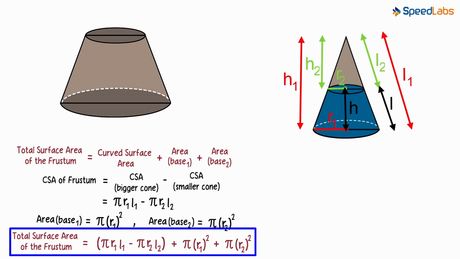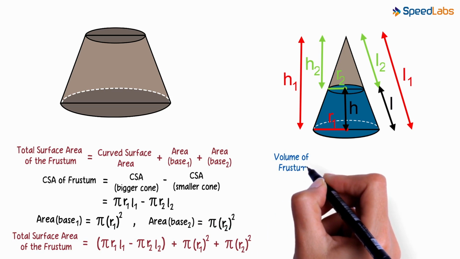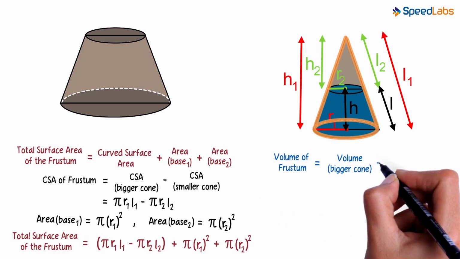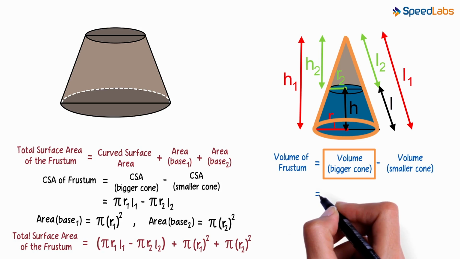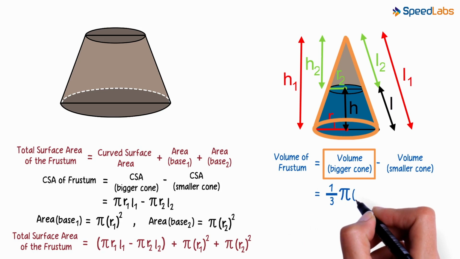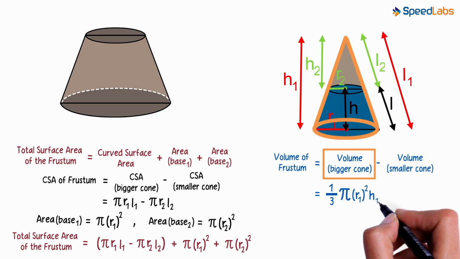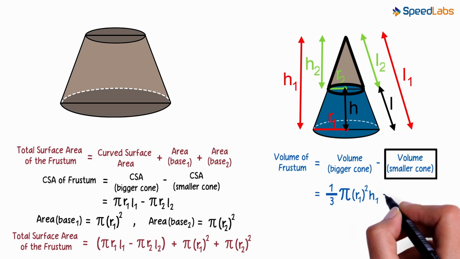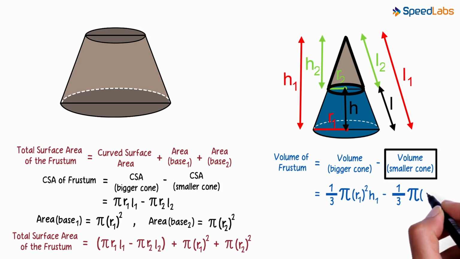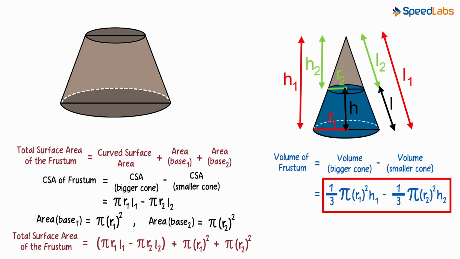Compared to the surface area, it's pretty easy to find its volume. Its volume will be the volume of the bigger cone minus the volume of the smaller cone. What is the volume of the bigger cone? It will be equal to 1 over 3 times pi R1 squared H1. And what about the smaller cone? It will be 1 over 3 times pi R2 squared H2. That's the formula for the volume of the frustum of a cone.